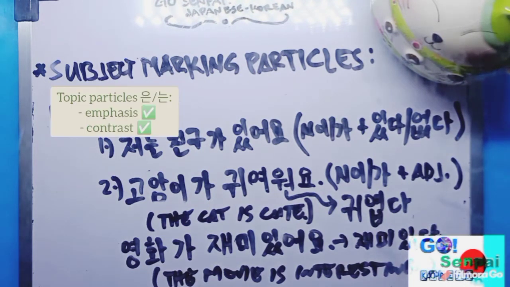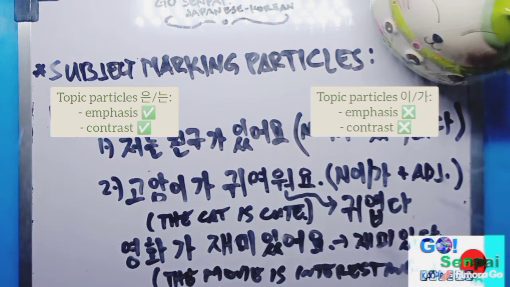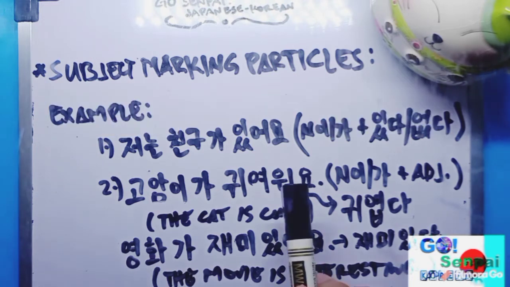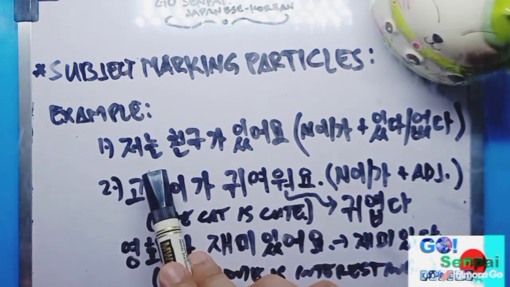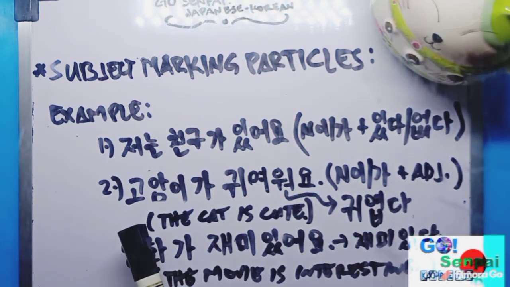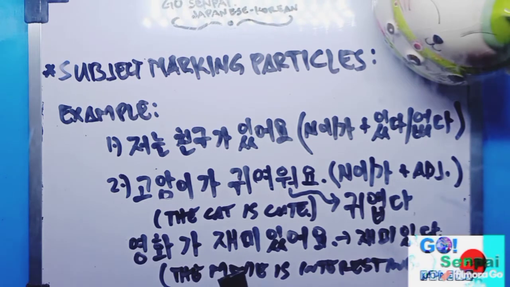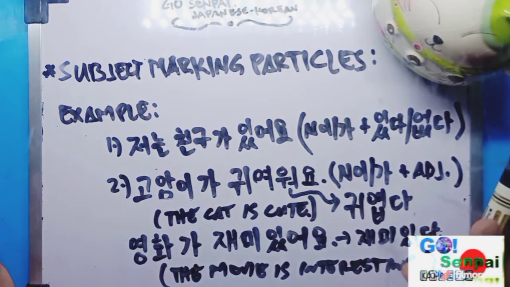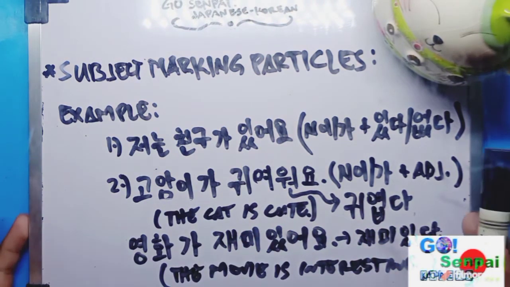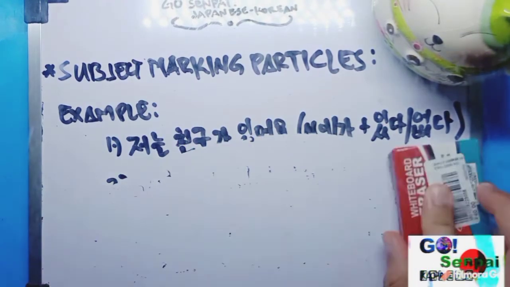Unlike topic marking particles, subject marking particles just mark the subject without emphasizing it too much. So from our examples, 저는 친구가 있어요. That's it. 고양이가 귀여워요. Period. 영화가 재미있어요. The end. You're not emphasizing nor contrasting. Let's move on to object marking particles.